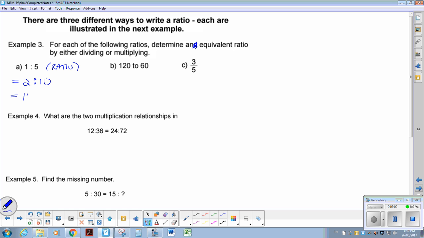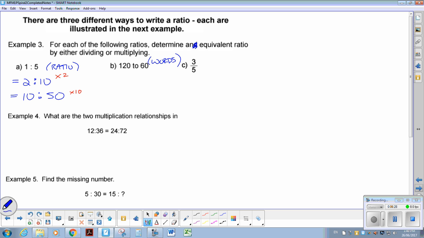What happens if 10 boys show up? Well, then we would need 50 girls. So all we're doing is magnifying each term on either side by the same amount. So here we multiplied by 2, here I multiplied by 10. It does not matter. B, this is an example of words. Okay, you can express a ratio in words.